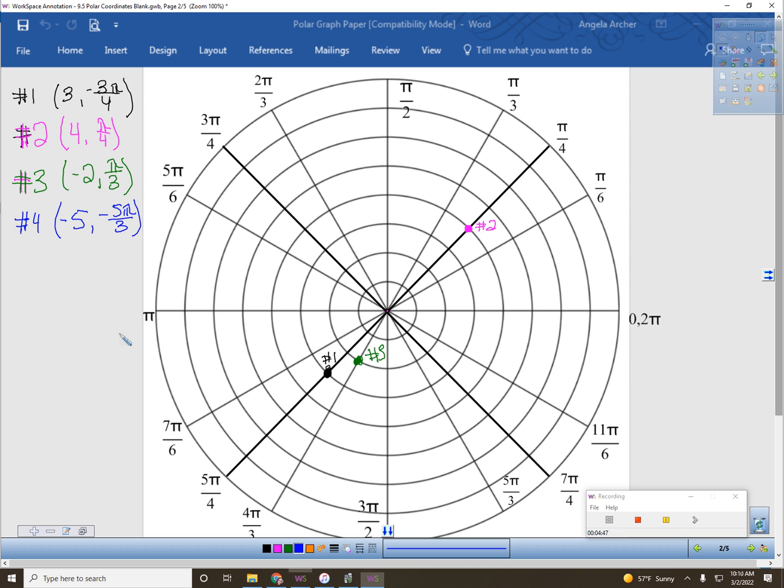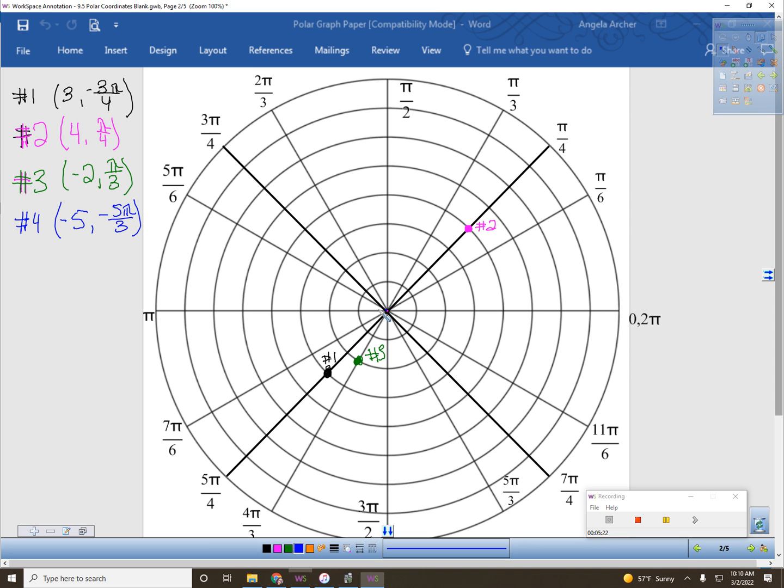Now here's where the mess ups normally come. Let's say I had a positive 5 and a positive 5 pi over 3. I would go 5 rings, and then I would go around until I go a distance of 5 pi over 3, which would be here. Now, if I go a distance of 5 pi over 3, that is 1 quadrant, 2 quadrants, 3 quadrants, and then it's the first one in the 4th quadrant.